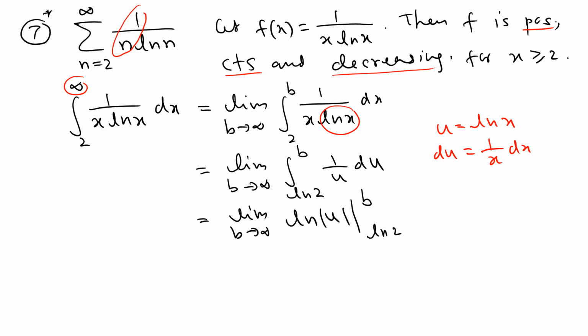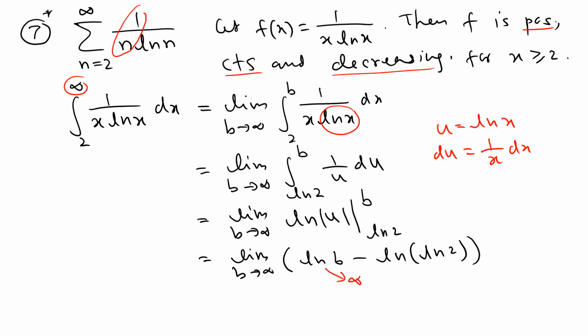Now we can evaluate under these two. What we have is the limit as b goes to infinity of ln(ln b) minus ln(ln 2). The ln(ln 2) term is just a finite number. When b goes to infinity, you can see that the first term goes to infinity, so infinity minus a number is infinity. That means the integral diverges. So you can see that the integral diverges, and therefore the series diverges.